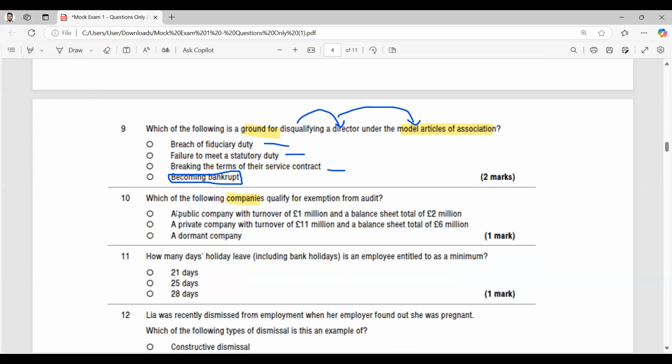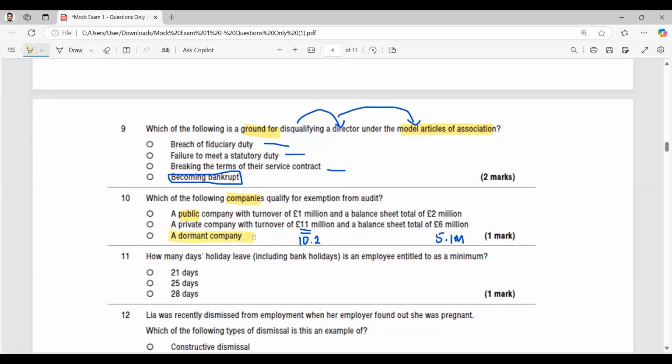Public companies are a must; public companies are never exempt, so they need to be audited always. But a private company will be exempted if they have a turnover of less than 10.2 million, not 11, and a balance sheet total of less than 5.1 million. Balance sheet total of how much? 5.1 million. A dormant company is also exempt from audit.